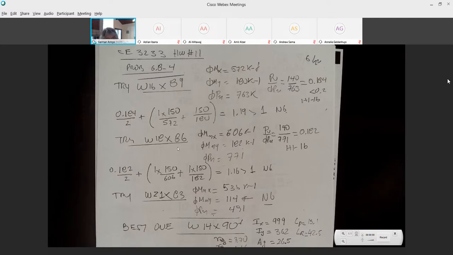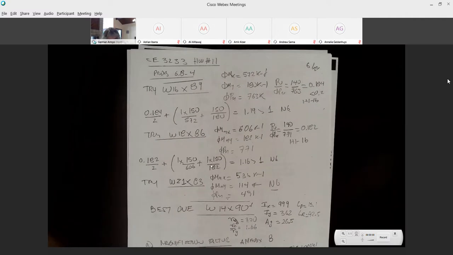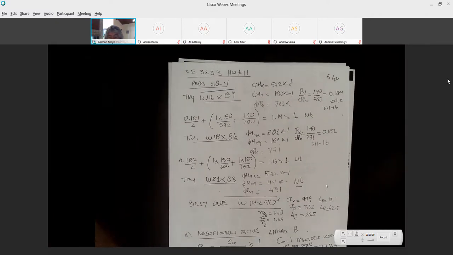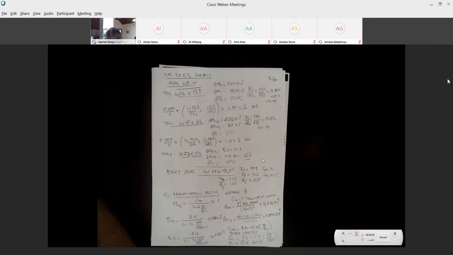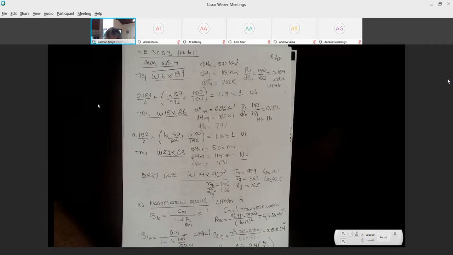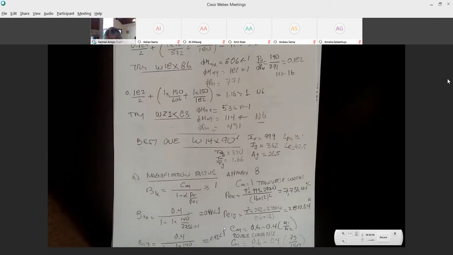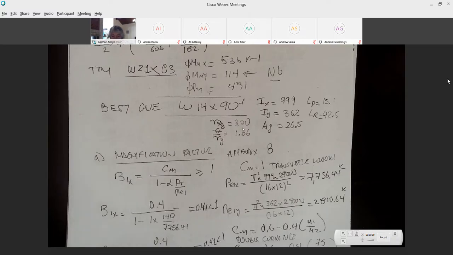I went to the W18, the next family, 18 by 86, and I did the same, no good. I went to W21 by 83. I cannot find another section, so nothing will work. So this is the best one, the W14 by 90. Any questions up to this point?